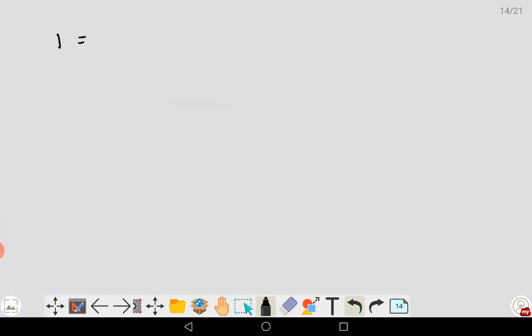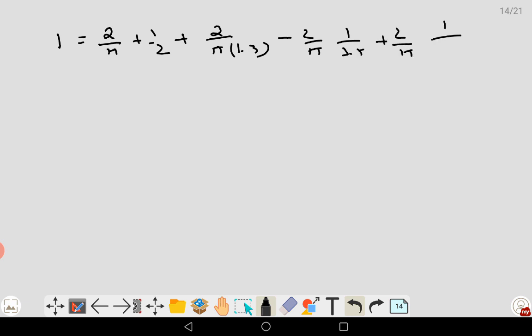So in this sheet we will finish it. The left hand side is 1, and the right side is 1 over pi plus 1 over 2 plus 2 over pi into 1 into 3, minus 2 over pi into 1 over 3 into 5, plus 2 over pi into 1 over 5 into 7. It's going on in this fashion. So this half should be subtracted on the left side. It will be 1 minus half, it is half. Now 2 by pi can be taken common.